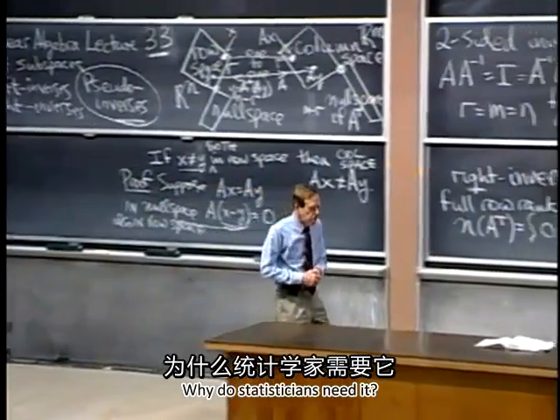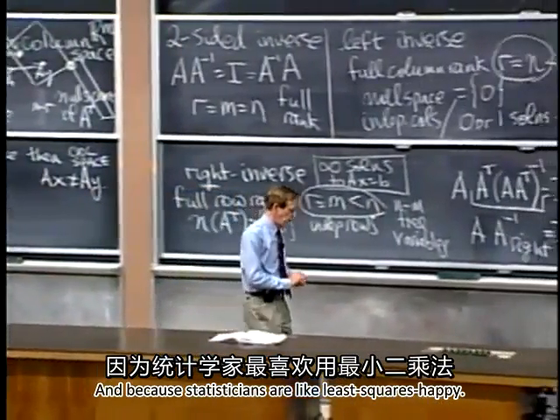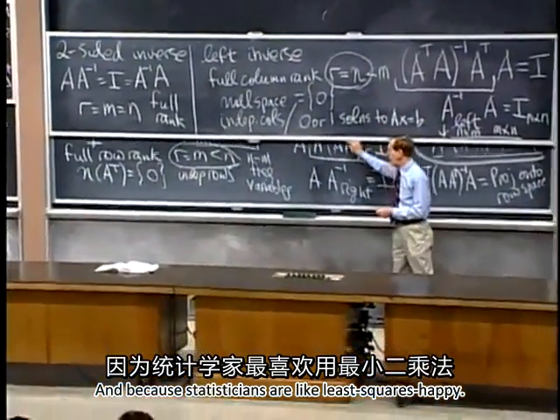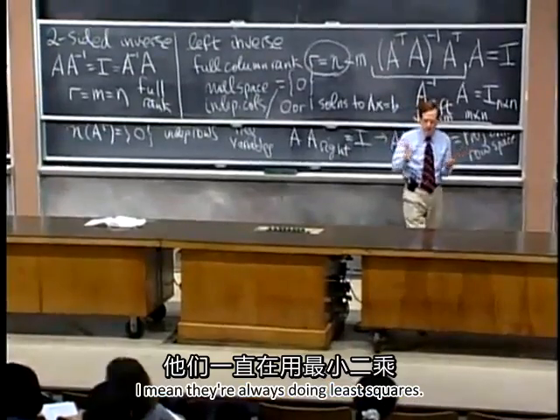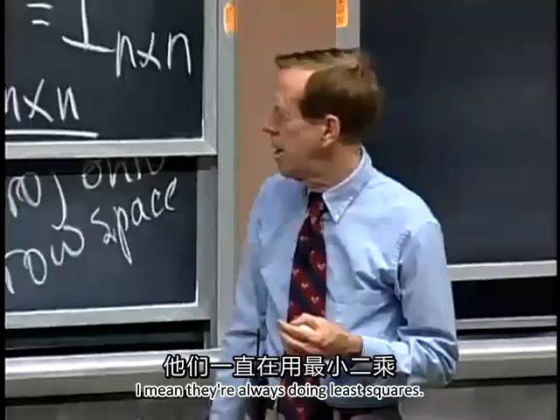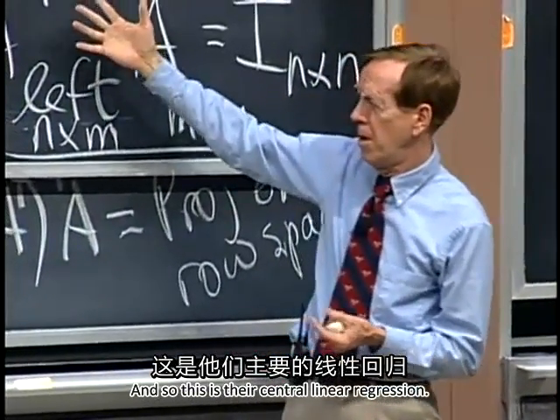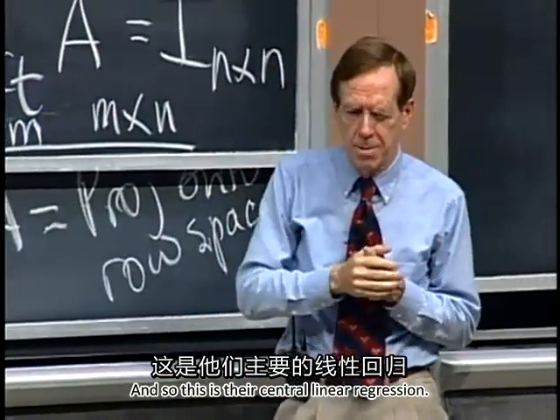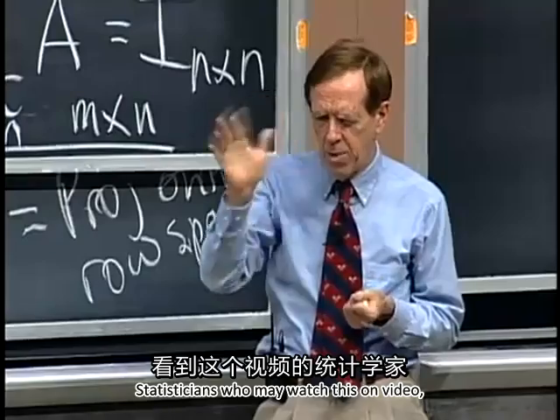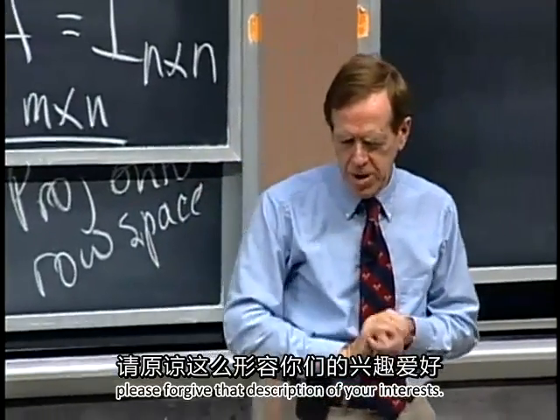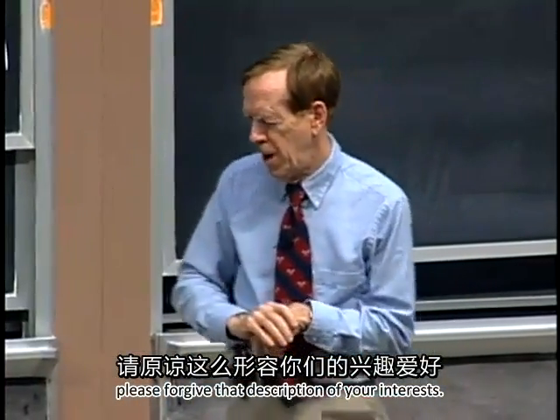Why do statisticians need it? Because statisticians are least squares happy. I mean, they're always doing least squares. And so this is their central linear regression. Statisticians who may watch this on video, please forgive that description of your interest.